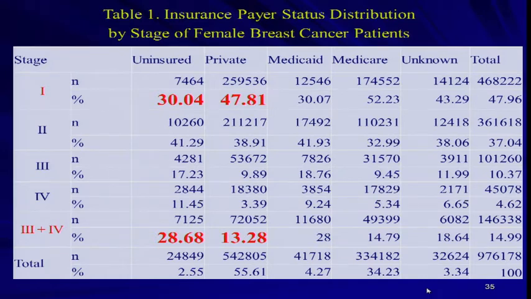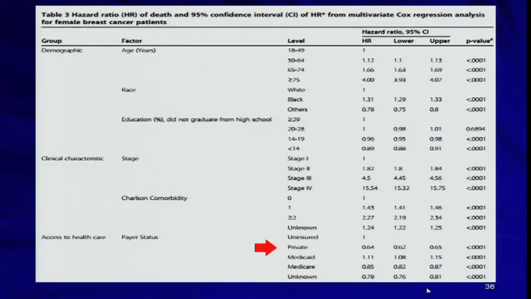So that gives you some thought: if you have insurance, you may detect cancer early. For the later stage, say stage 3 or 4, it is about 28% for uninsured and only 13% for private. You can also say Medicaid is 28%, and Medicaid stage 1 is only 30%. So stage is associated with the payer status.